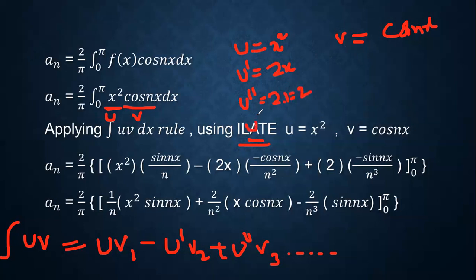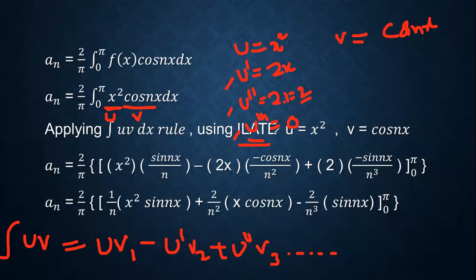Next is u triple dash. We have to differentiate again with respect to x. This is the first differentiation, second differentiation, and third differentiation. So differentiation of 2 becomes 0. Differentiation of 2 is 0 because it is a constant.